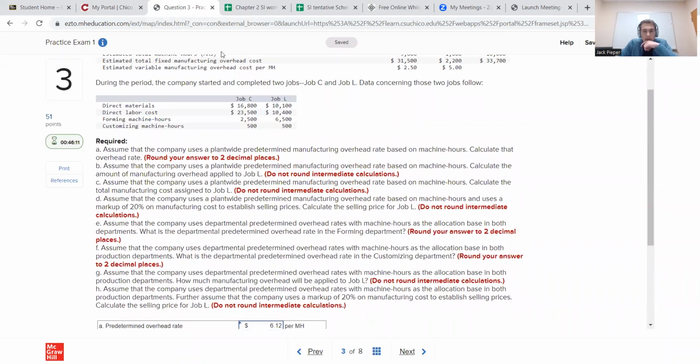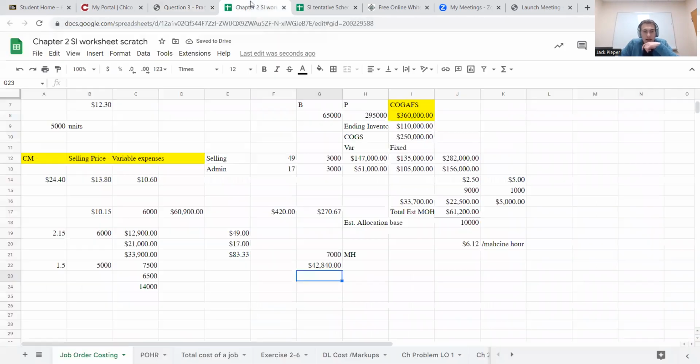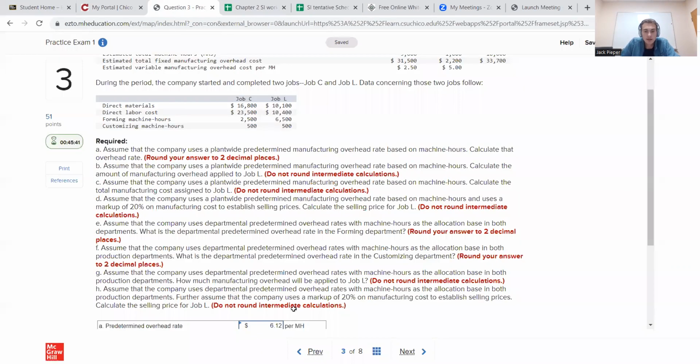for job L, which are the direct materials and the direct labor. So it'll be 20,500, which is direct materials plus direct labor. So DM plus DL. Cool. Now, to find the total manufacturing cost assigned, which is what we spent on this job, you add the two together, 63,340.